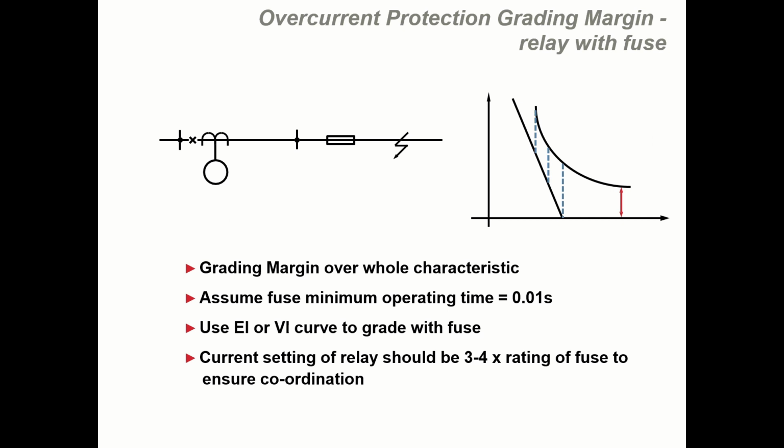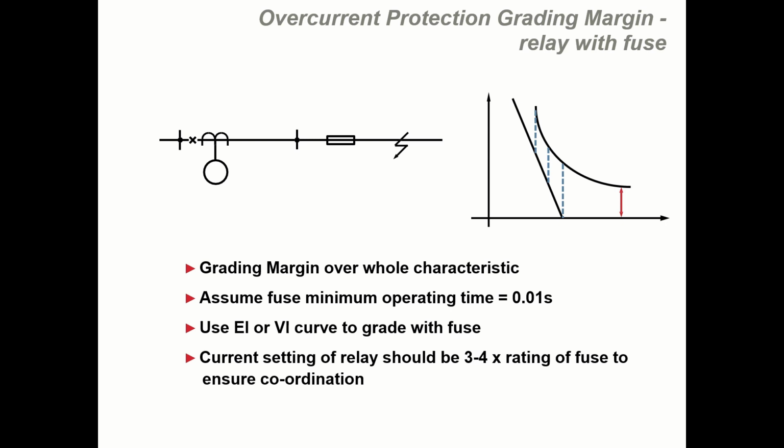Now, how do we coordinate an overcurrent relay with a fuse? Coordination of an overcurrent relay with another overcurrent relay is very simple, because we have the characteristic of the downstream relay, and we can select the same characteristic for the upstream relay with some grading margin or coordination time. But if we have a fuse downstream and we want to coordinate this relay with this fuse, then the coordination is very difficult, because we know that a fuse has very different types of characteristics.